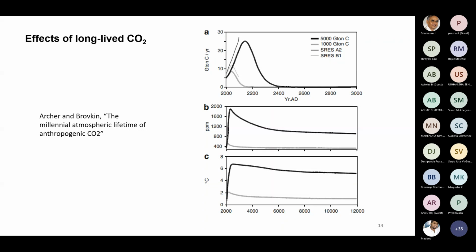And so there's a large body of work that discusses not just the carbon cycle and the science behind it, but also the implications for global warming and mitigating global warming.